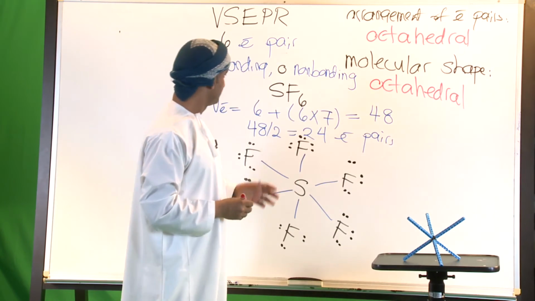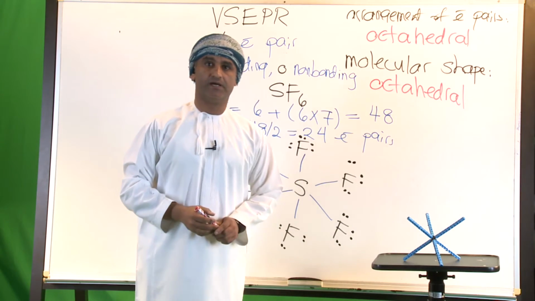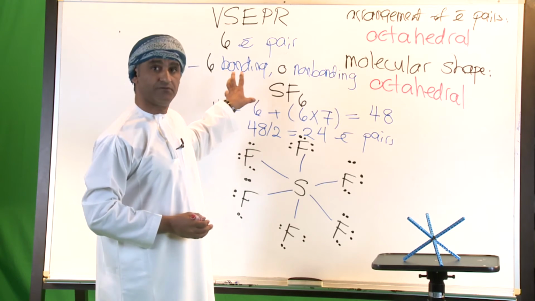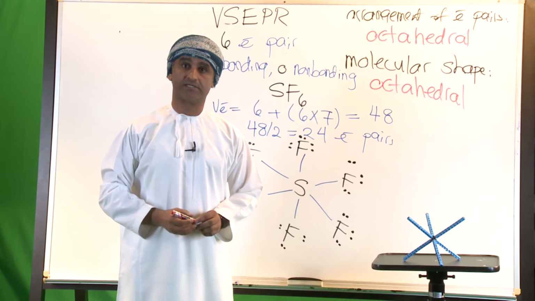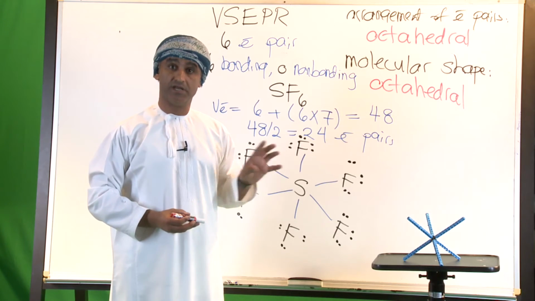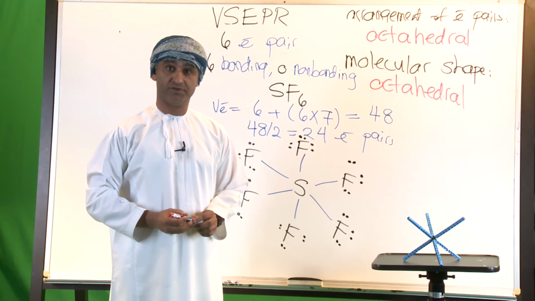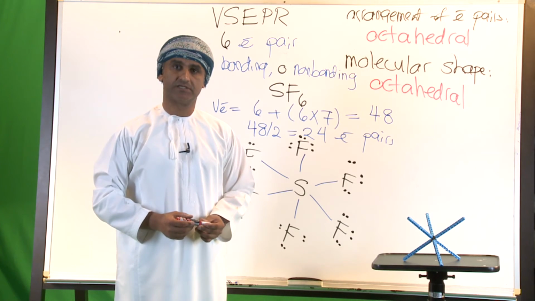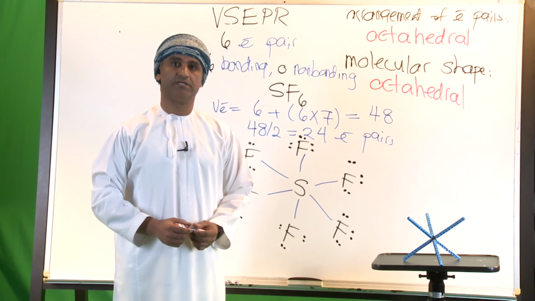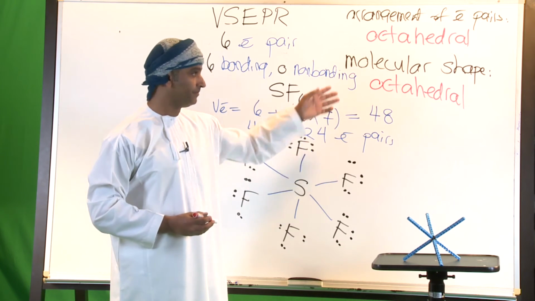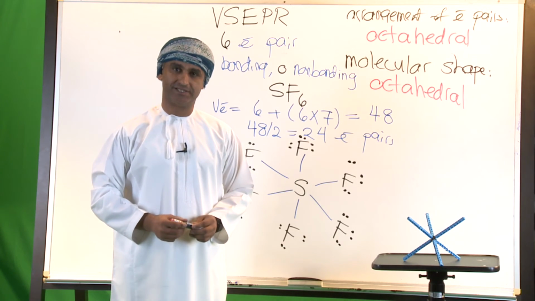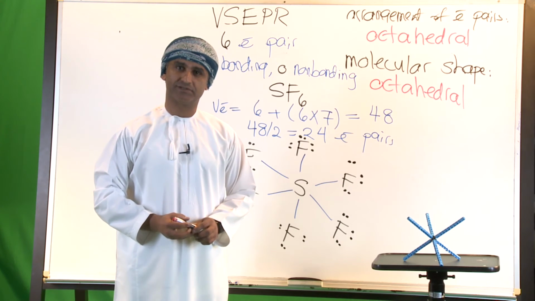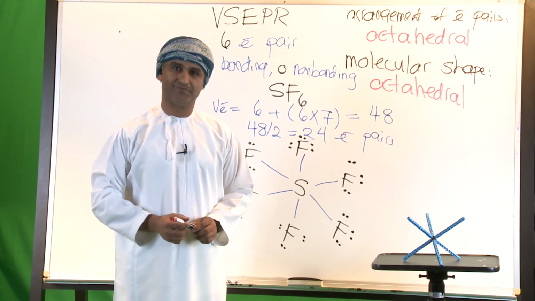So in this case of sulfur hexafluoride, to conclude, 6 of the electron pairs are bonding, none of them is non-bonding. The arrangement of electron pairs, or the orbital shape, is octahedral, and the molecular shape is also octahedral, and that's because there are no lone pairs on the central sulfur atom.